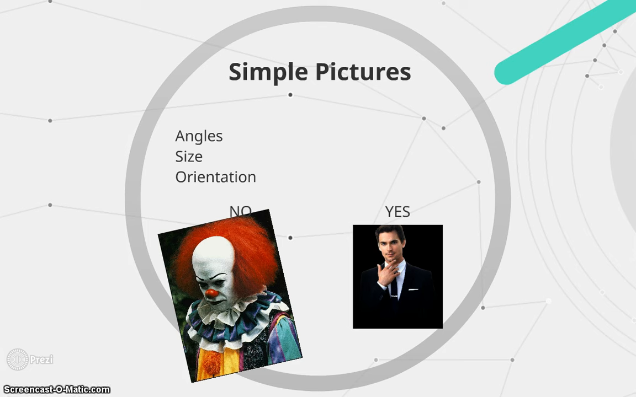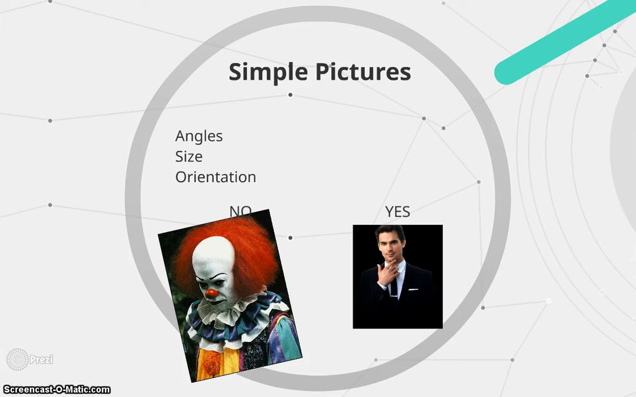Here are 2 examples, yes and no. When you're putting pictures in, you want to pay attention to the angles, the size, and the orientation. So Pennywise on the left is crooked, it's too big, it's covering up text, and it's also outside of the circle that is the slide for this presentation. Everything about it is terrible.